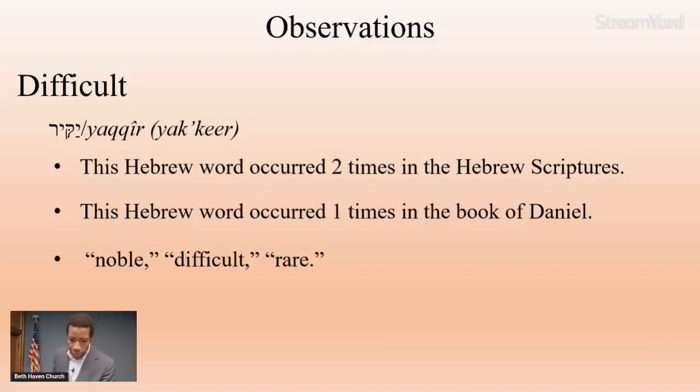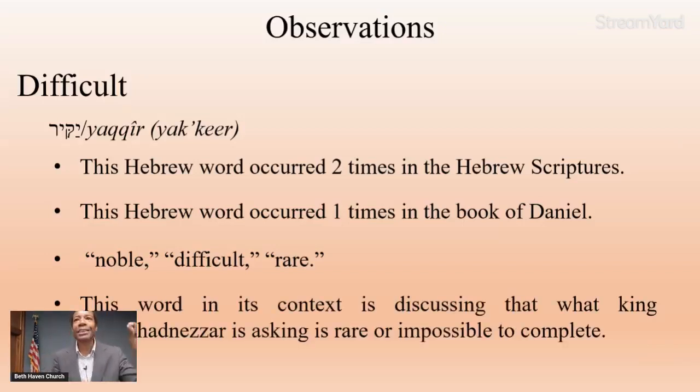In the context of this statement that these individuals are making to Nebuchadnezzar, they are saying that what he is asking is impossible. It's not just difficult. It's not just hard, right? It is impossible for them to do. They cannot do it. They basically admit it as such.